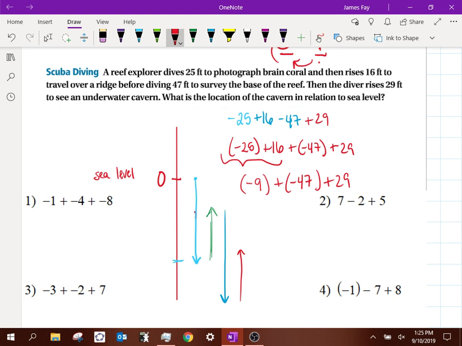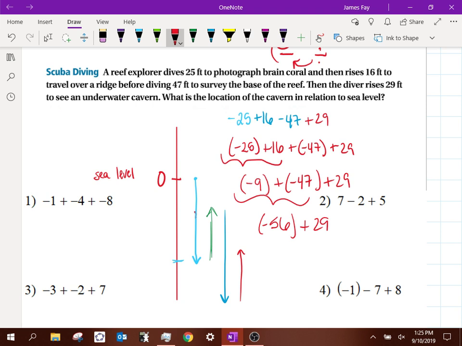I borrow 47 more from him. Now if I owe him 9 and I borrow 47, how much do I owe him total? What's 9 plus 47? 56. But I owe that to him, right? Very negative. And I'm going to add then 29. So I'm $56 in the hole. Okay? That's what I owe him.